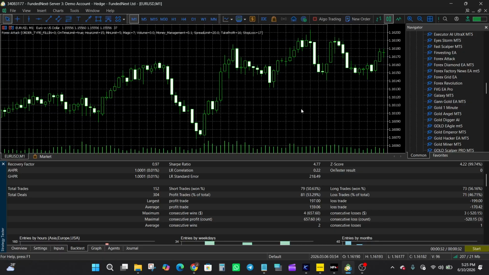So my final takeaway here is that Forex Attack EA is clearly built around a fast scalping framework with heavy emphasis on tick accuracy and optimization cycles. But because of that, proper testing and careful setup are absolutely essential before considering any real deployment.